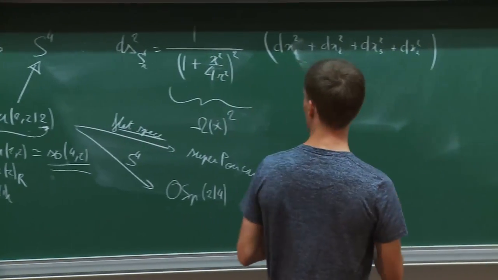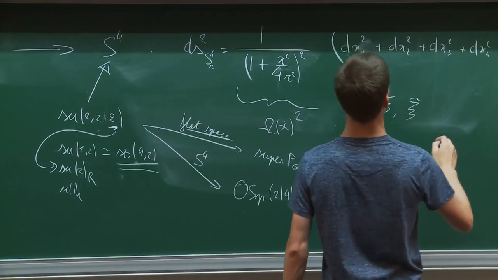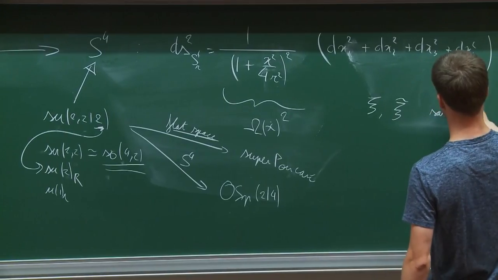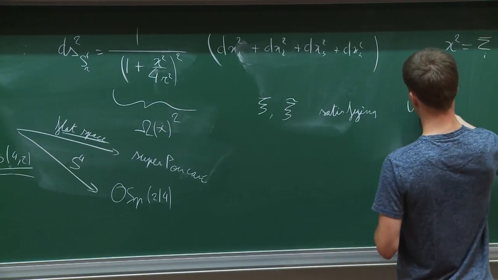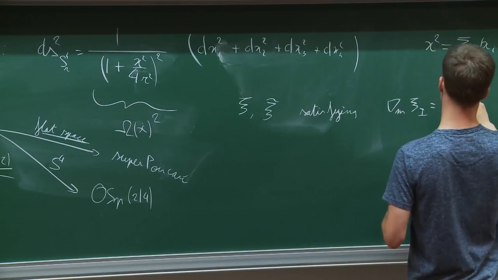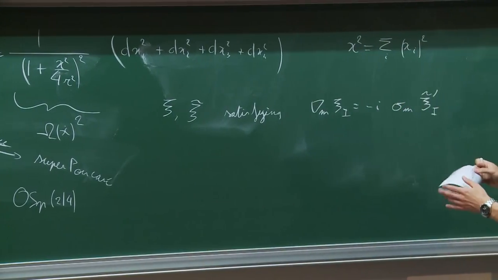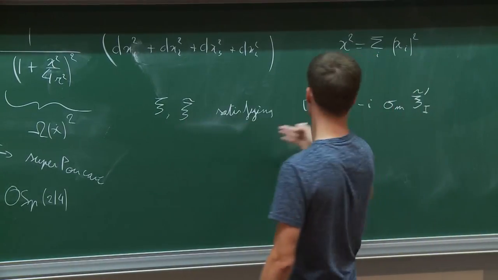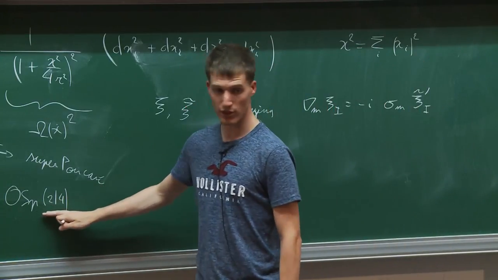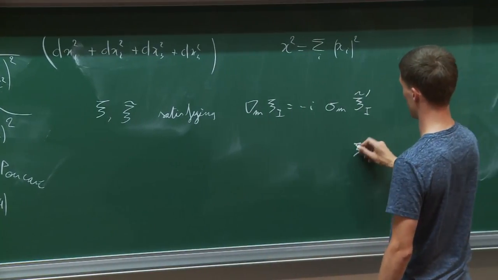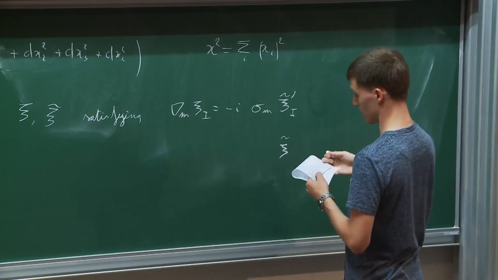Just to introduce some notation, the constraint that takes you from a generic pair of xi and xi tilde satisfying my conformal Killing spinor equation, so satisfying the equation I had before, and similarly for the tilde version. So you have such psi and psi tilde satisfying this equation, then the projection down to OSP(2|4) is implemented by declaring that this is not some arbitrary spinor, but that this spinor is in fact related to this spinor in a very specific way.